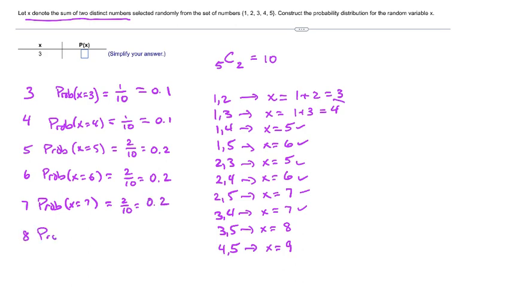For 8, the probability that x is equal to 8 is 1 time, so 1 out of 10, 0.1. And finally, for the probability that x is equal to 9, 9 only occurs 1 time out of 10, so again we have a probability of 0.1.